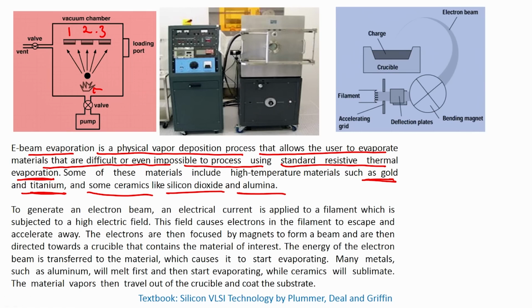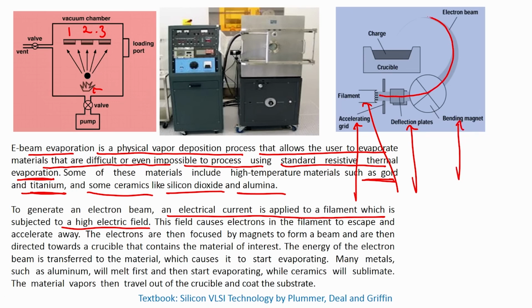Alright, easy. Now, to generate an electron beam, an electrical current is applied to the filament which is subjected to high electric field. If you see this particular diagram, we have a filament, right, which is at high electric field, and then there is an accelerating grid, then there are deflecting plates, and here is a bending magnet. So, the electrons generated from here will bend and get incident on the crucible. You see there is a crucible here, and within the crucible there is nothing but your material.